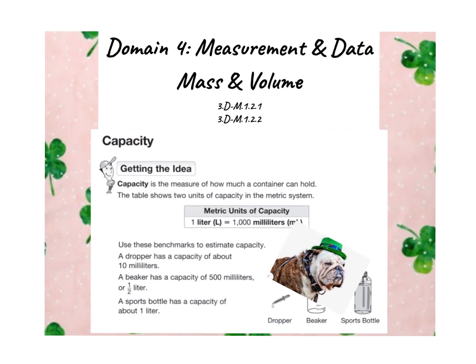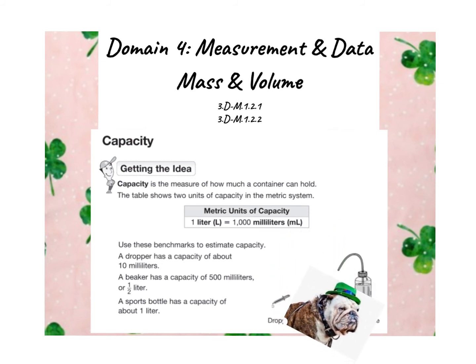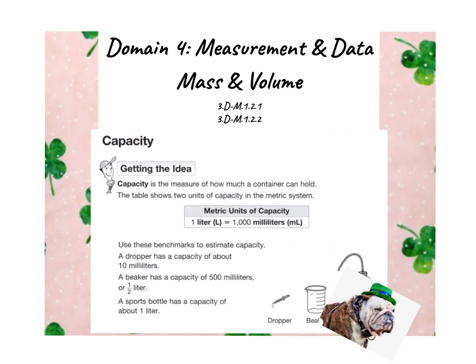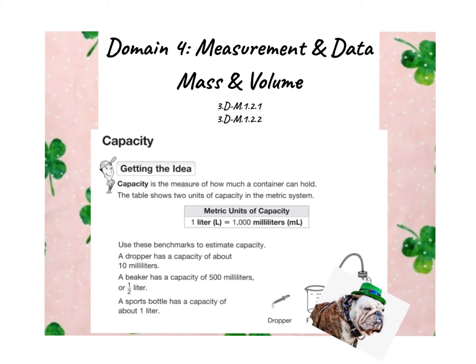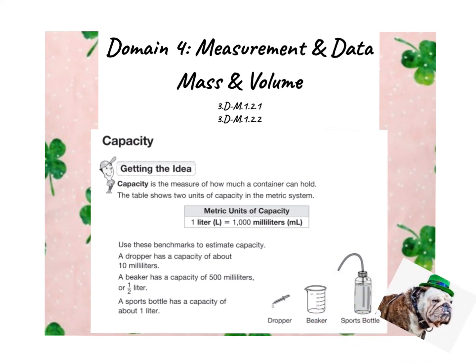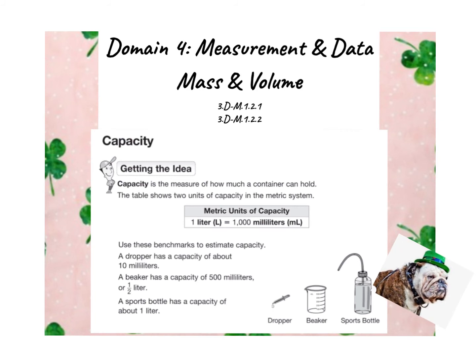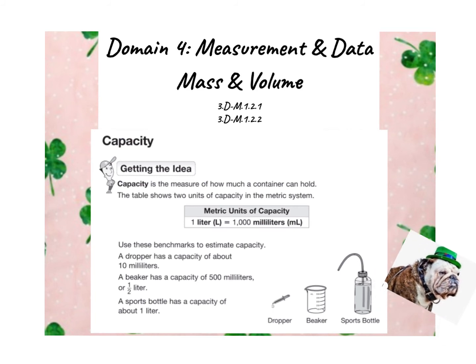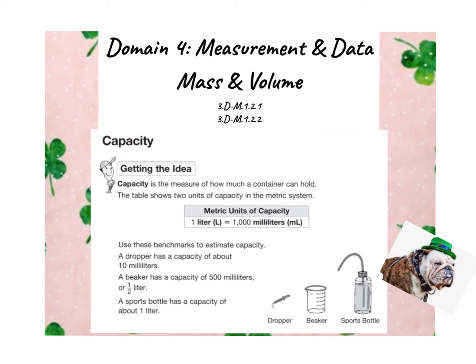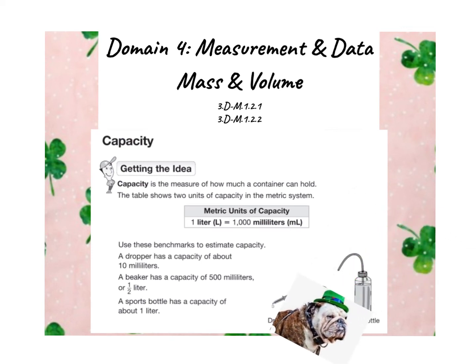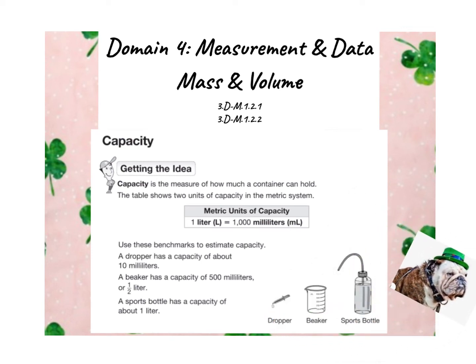A dropper has a capacity of about 10 milliliters. A beaker has a capacity, some of them, of 500 milliliters or half of a liter. And then a sports bottle, like a Gatorade bottle, has a capacity of about 1 liter. And you can also think of a 2-liter pop bottle that you might have at home that you share with your whole family. That would be 2 liters, so half of that would be 1 liter. And then the milliliters are just tiny. All right, let's practice this.